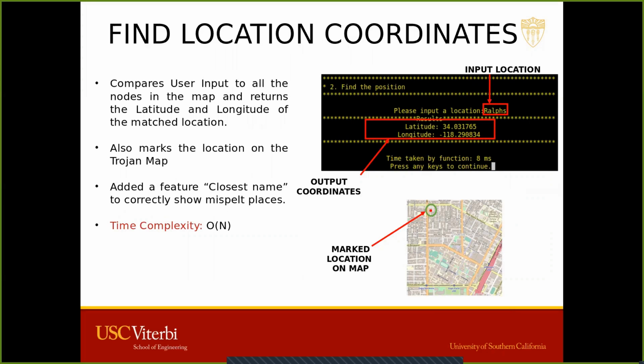The next algorithm implemented is find location coordinates. In this algorithm, we search for the location on the Trojan map, and if the location is found, we return the latitude and longitude corresponding to the location. The algorithm also plots the location on the Trojan map. For example, in our input, we're giving Ralphs, and the algorithm finds Ralphs on the Trojan map and outputs the latitude and the longitude. The time complexity for find location is O(n).